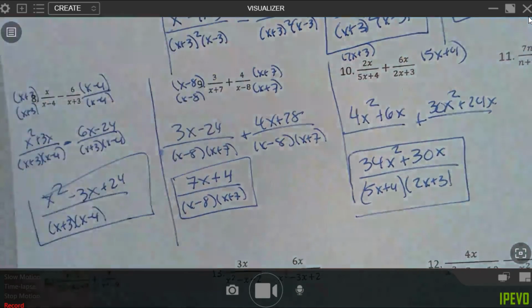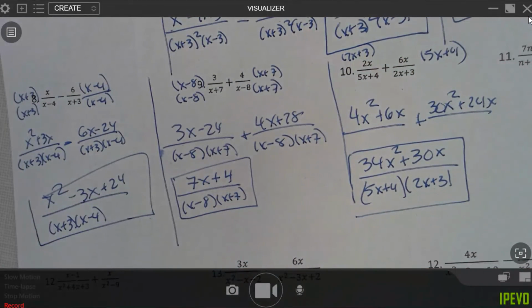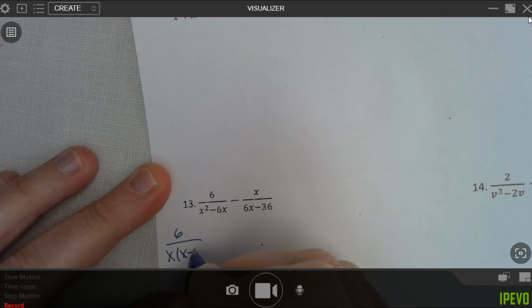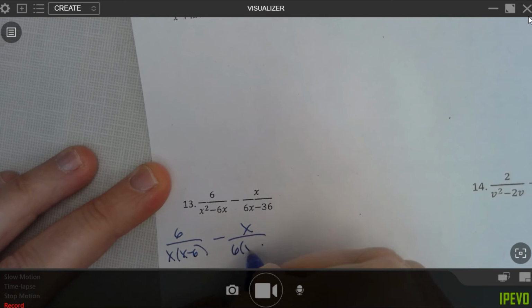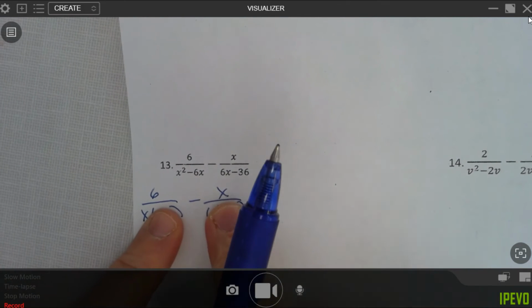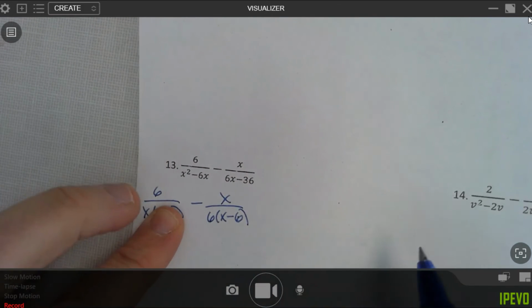All right, so now we're going to try something a little bit different down here. These down here are a little bit different. So to do these, we're still going to factor. So they both have x minus 6's. So this side needs an x, and this side needs the 6.